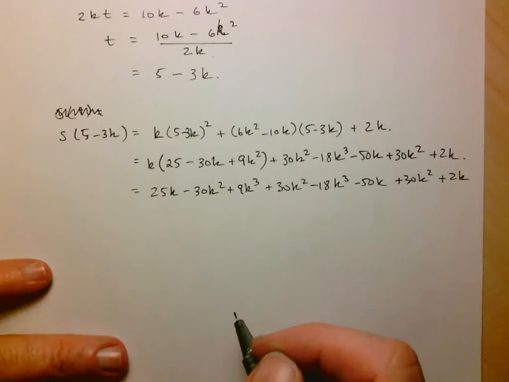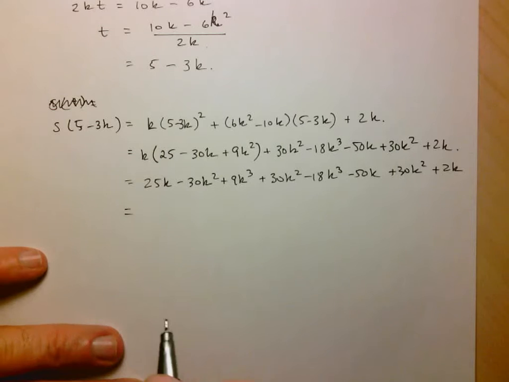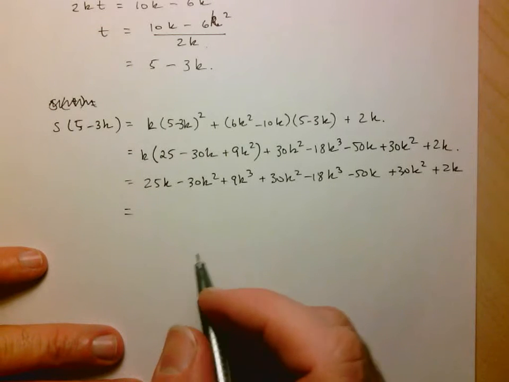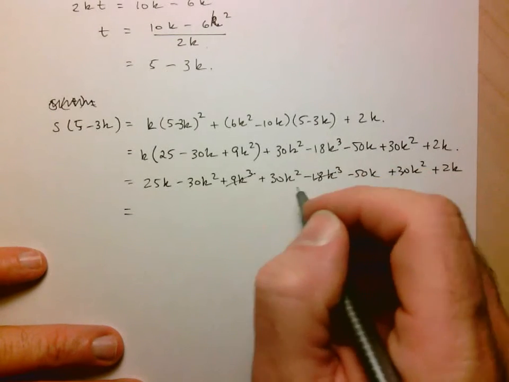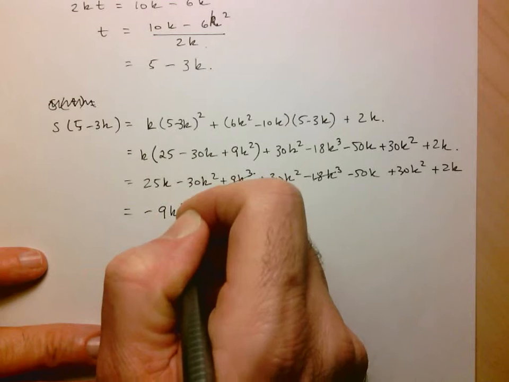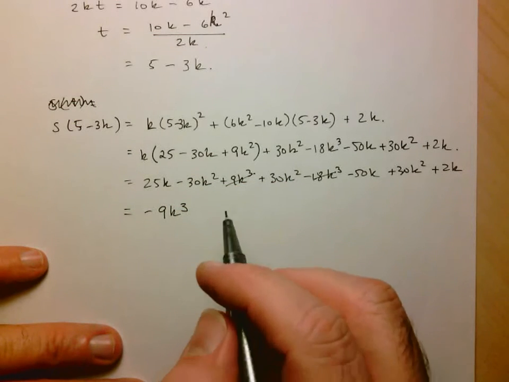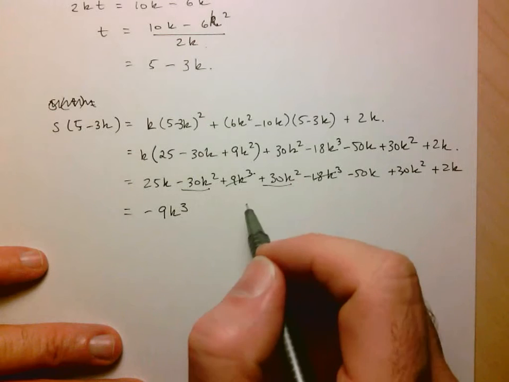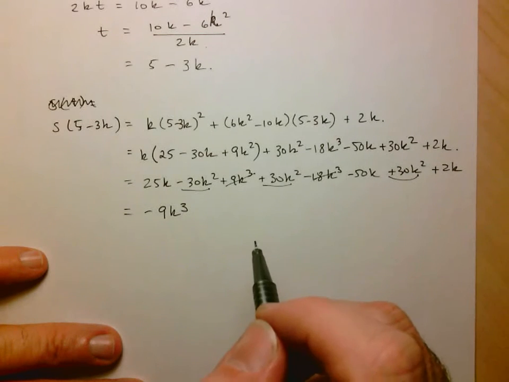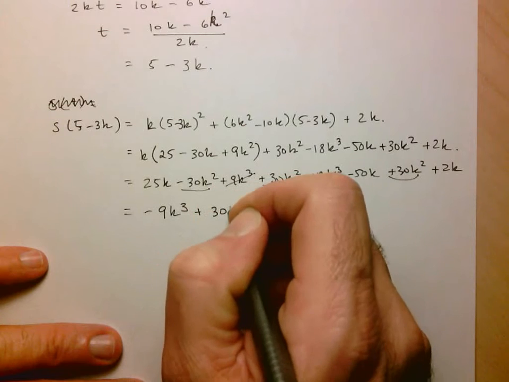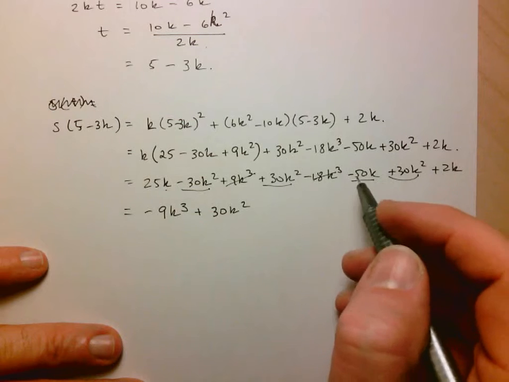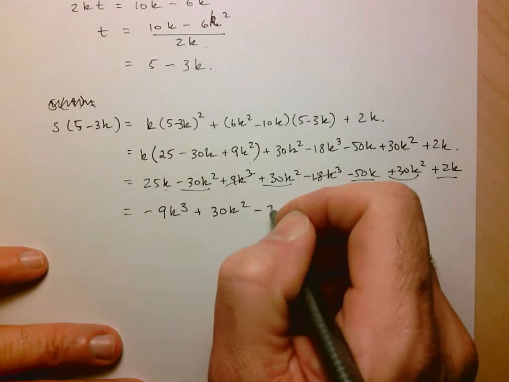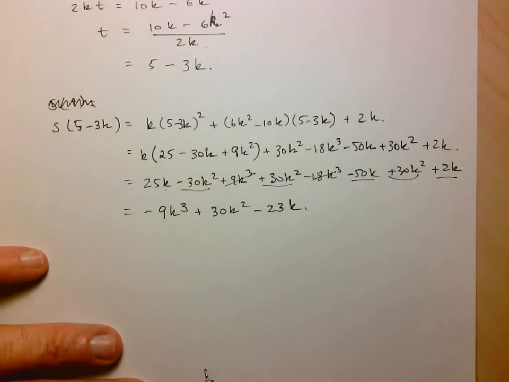Okay, so since we're going to want this in order of power, let's start with the k cubes. Here we have 9k cubed minus 18k cubed. That's all we've got, so we've got negative 9k cubed. Okay, let's do the squareds now. You've got negative 30 plus 30, well, that's 0. And here we have another 30k squared, so plus 30k squared. And let's take care of the k's. We have 25 minus 50 is negative 25, plus 2 is negative 23k. Okay, so this is the value of the position at 5 minus 3k.